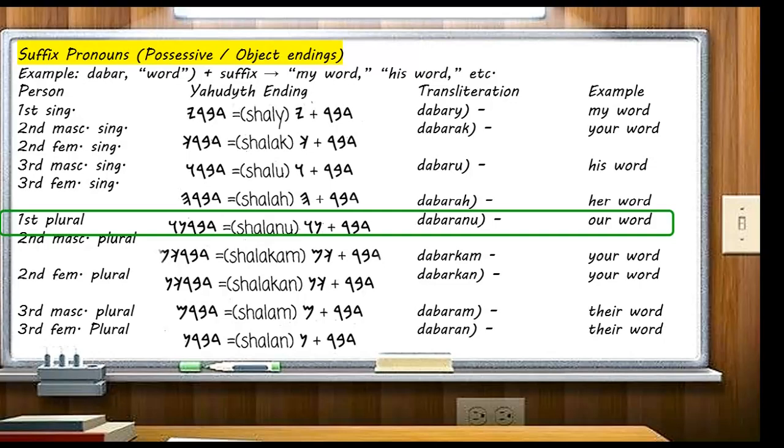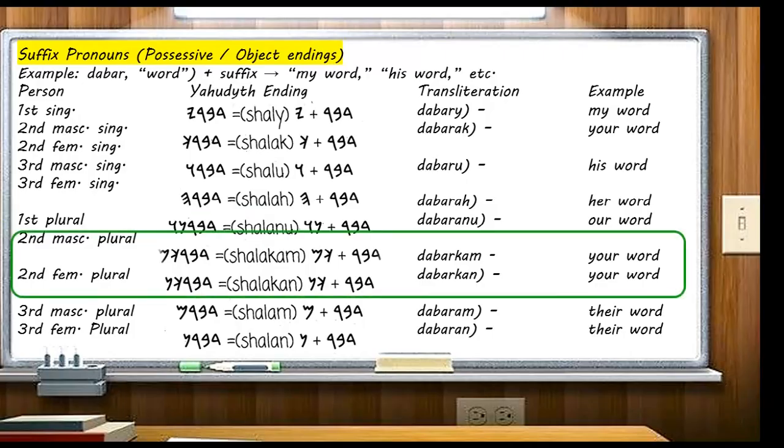When you look at the second person plural, as in a group of persons, we have shalakam and shalakan. So you have dabar plus kam for masculine, dabar plus kan for feminine, and your word masculine becomes dabarkam, and for feminine, dabarkan. Okay?